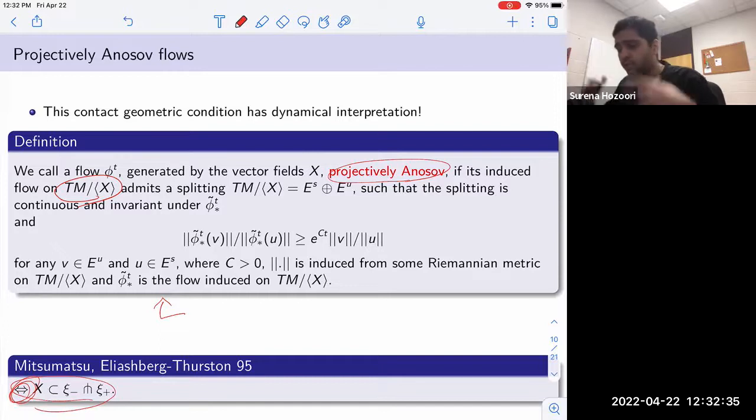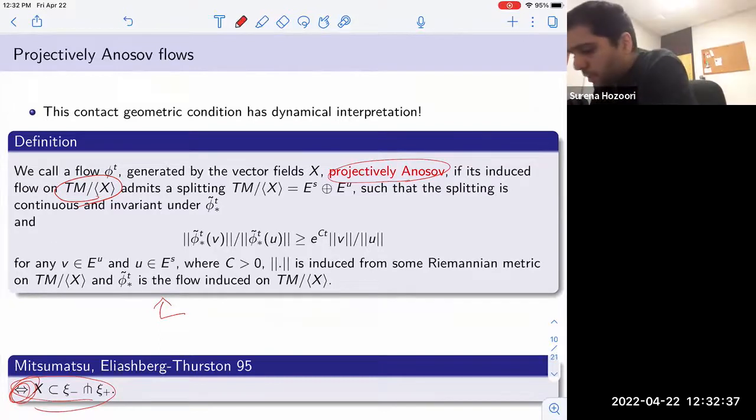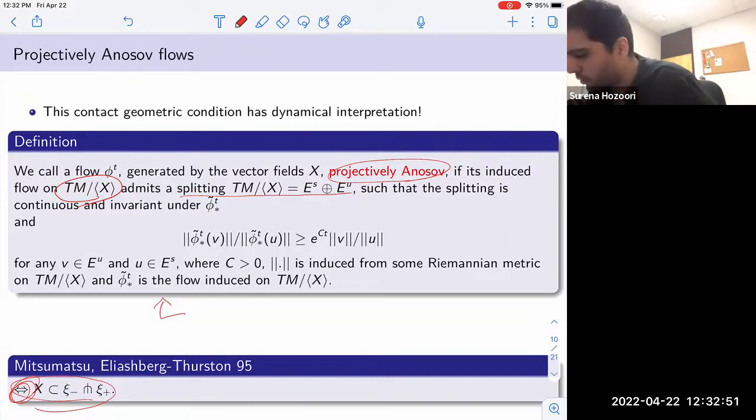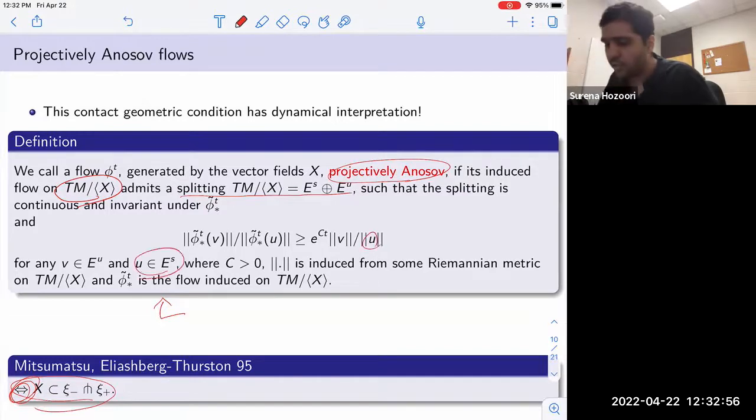And then for this action, we need to have a splitting again into two line bundles. So notice that this normal bundle is two-dimensional now. So I can split it into two line bundles where again the splitting is continuous and invariant under this action. And if you take a vector in the ES direction and another vector in the EU direction and look at the action of the flow on these two vectors, then the ratio of the length of these two vectors would increase exponentially.